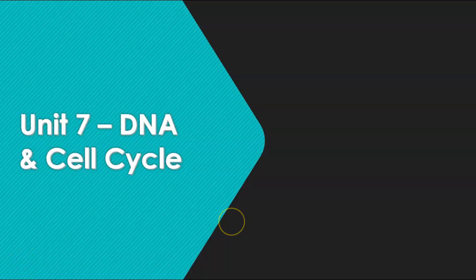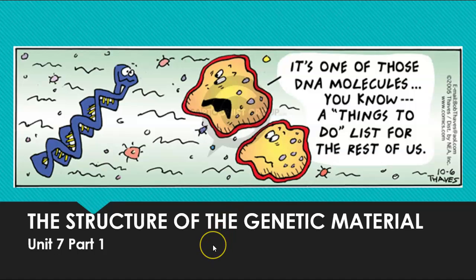This recording is the first part of notes for Unit 7, which is about the structure of DNA and how DNA copies itself, and also the cell cycle, which is how cells go about copying themselves. We're going to learn about DNA first and how it copies itself, and then we'll learn a little bit more about how the cell makes copies of itself as well. So the first part is about the structure of DNA.